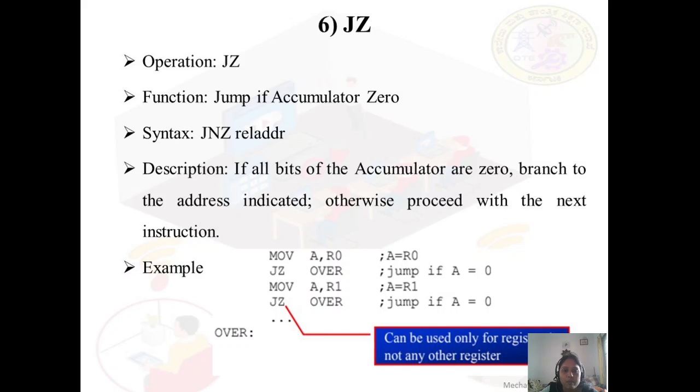If we consider an example, move A, R0. So in your accumulator, you will have the value of R0, JZ over. If the accumulator is 0, then you have to jump to over. Over is somewhere here. So to this address, your PC has to come here. Okay. Then move A, R1. If it is 1, then it will continue with the instructions. Understood? Remember one thing, for JNZ and for JZ, you have to use the accumulator. Other registers you cannot use.